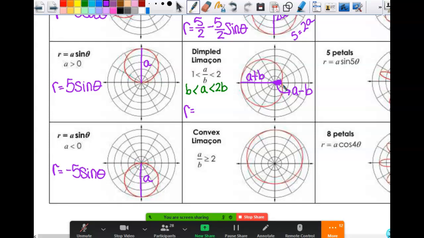Is A going to be 2 or 3? 3, because A has to be bigger than B, right? That's why this makes more sense to me than the other way. So A is going to be 3. Is this going to be plus or minus? Minus, because it's on the negative x-axis. My other number was 2. Is this sine or cosine? Cosine, because it's on the x-axis. This is cosine theta. This would be plus if it had been facing this way.